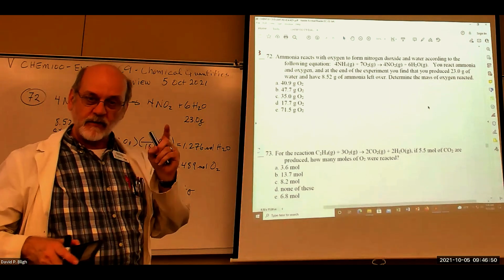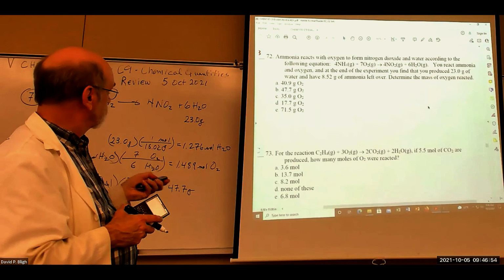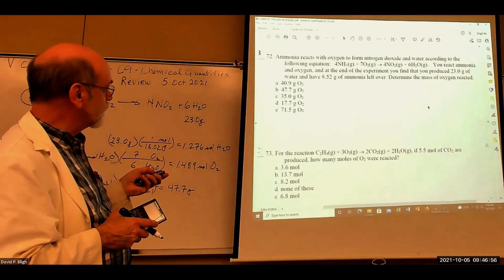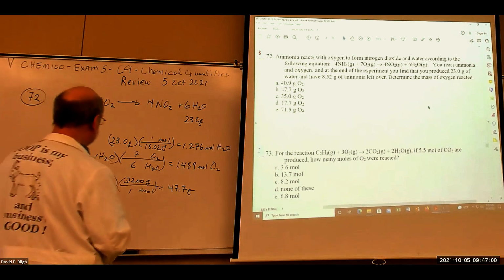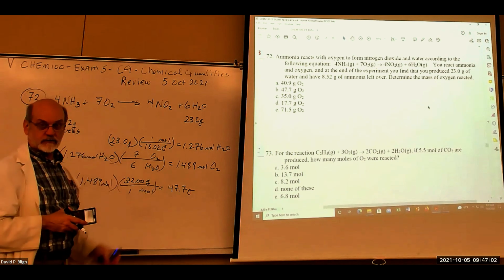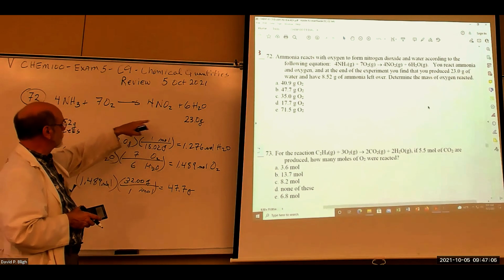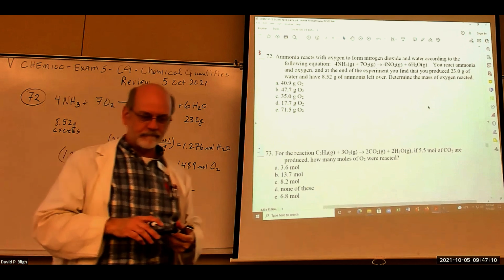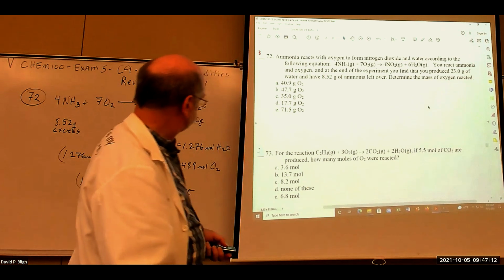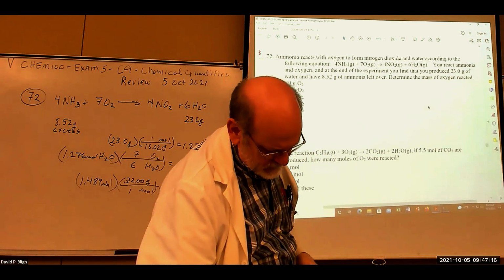What this problem did was it threw in your face a lot of blue smoke. Right? It told you that this was left over, but you don't need to know that. That's superfluous. All you needed was to convert that to moles, moles back to grams. You're done. That was 72. Let's see about 73.